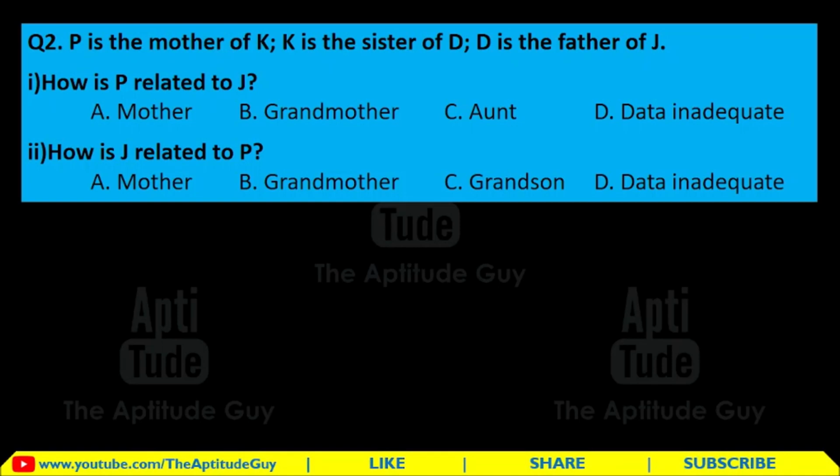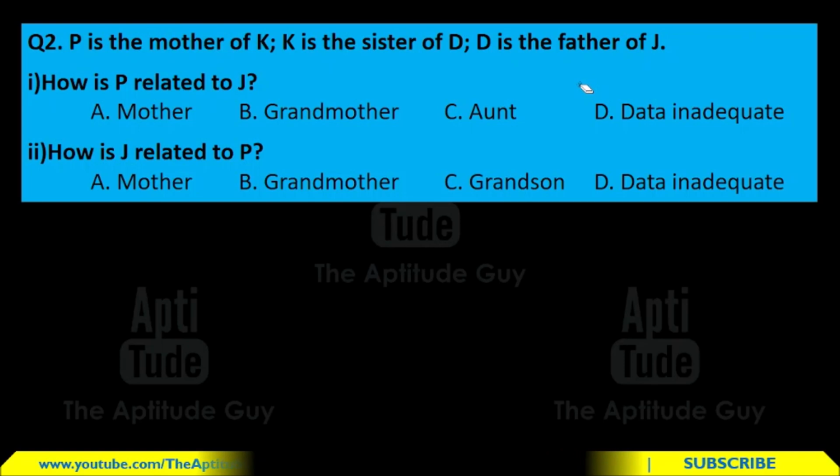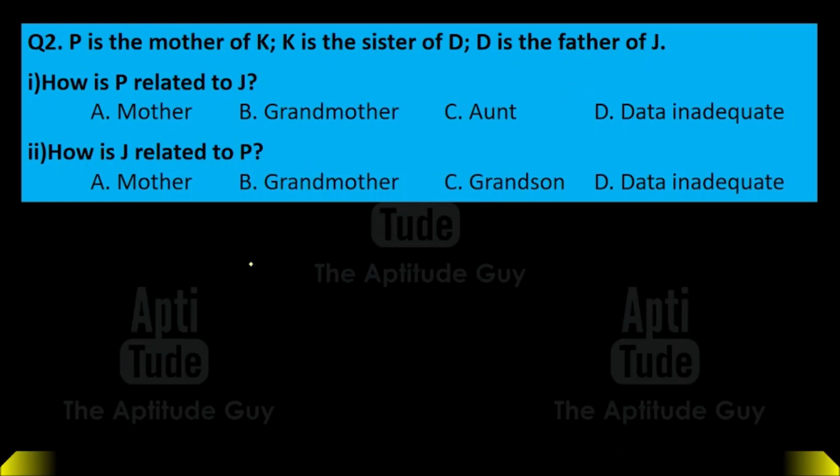Alright, let's do it. P is the mother of K, K is the sister of D, D is the father of J. See here, first person, second person, third person, nothing has been mentioned. So just start from the beginning, that's all. Not too complicated. P is the mother of K, alright. P is the mother, mother means female, of K. Now do we know if K is male or female yet? No, we don't.